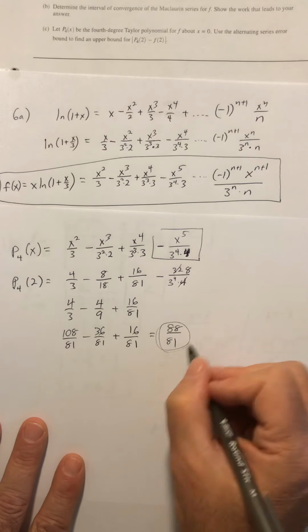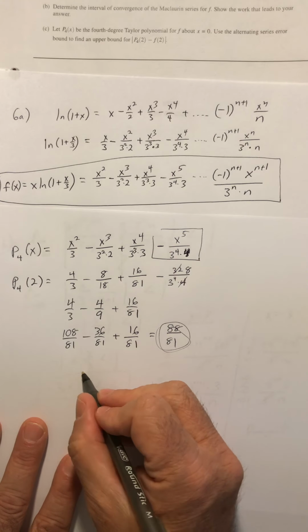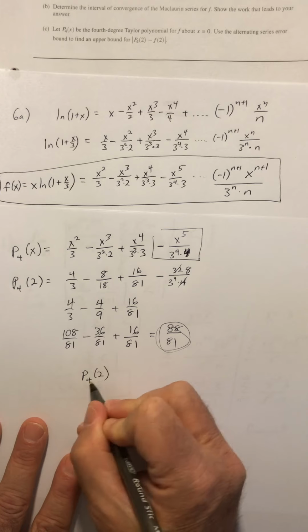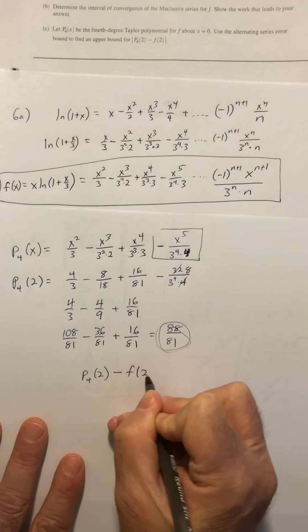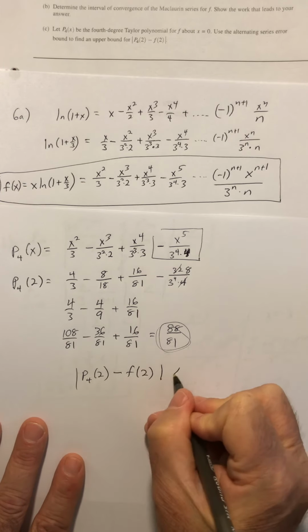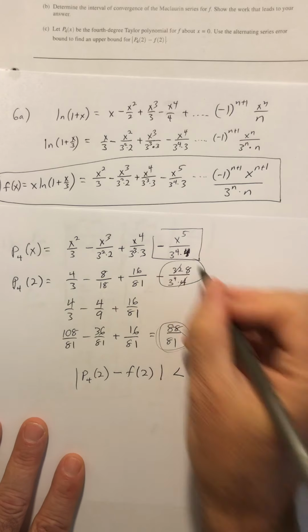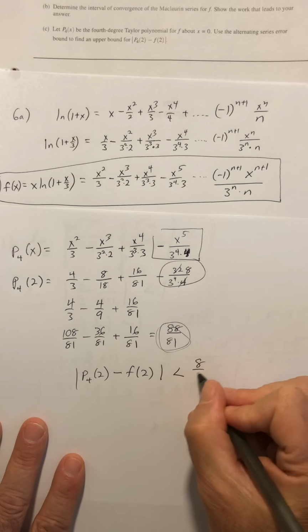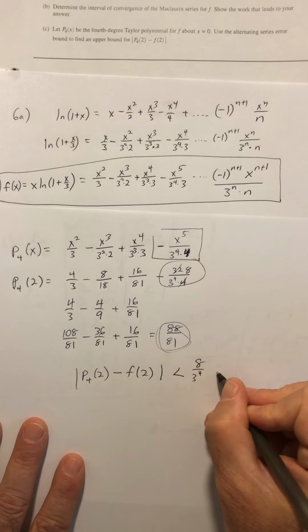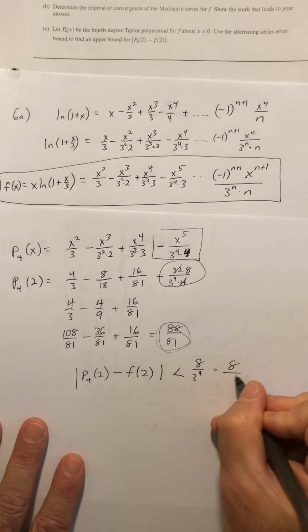And so my error, when I talk about that estimate, that's my P4 of 2 minus my actual value f of 2. The error there has to be less than this amount, which is 8 over 3 to the 4th. That equals 8 over 81.